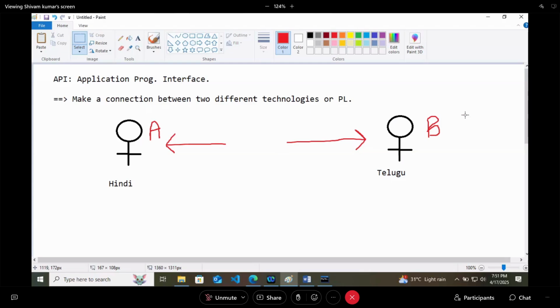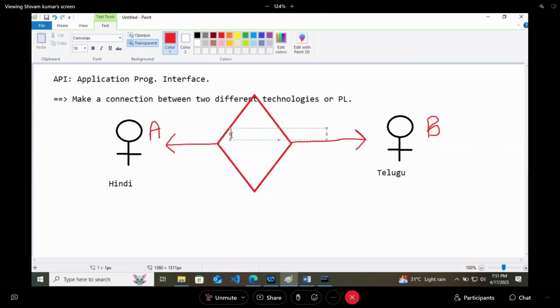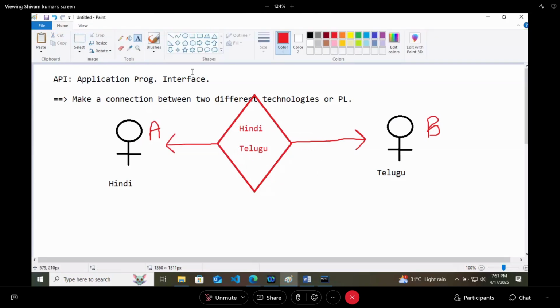Now if this A and B want to talk, they need something in between which has complete knowledge, or not complete but enough knowledge of both Hindi and Telugu. Then only they can talk. But this is a very risky way of talking. Anyways, they will communicate with each other with the help of a translator. Now this translator is nothing but an interface.